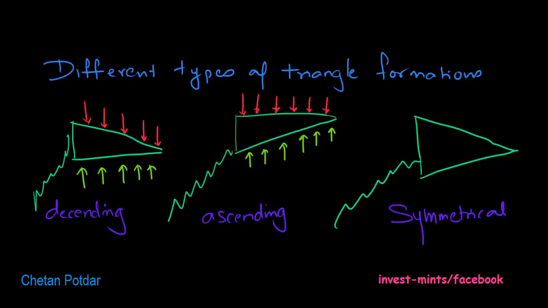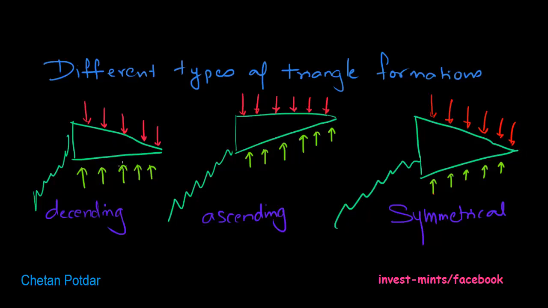But let's understand what happens in a symmetrical triangle. In a symmetrical triangle, the bulls, which means the buyers, and the bears, which means the sellers, are exerting an equal amount of force. Bulls are getting aggressive and bears are also getting aggressive. Here there are equal chances that the price may break up or break down, but because the trend has been up prior, there are much higher chances that the price will break up. But again, you can't be very sure about it, right?